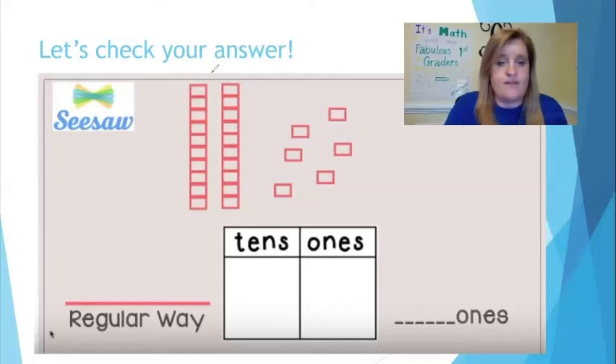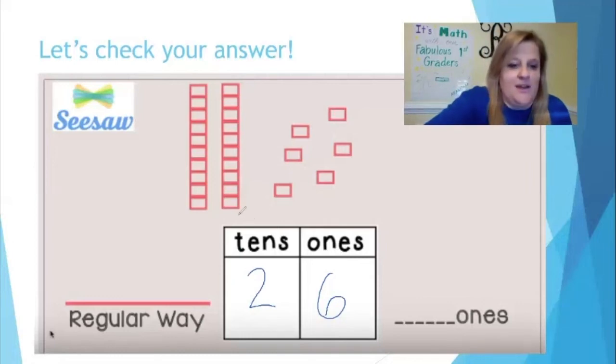All right, welcome back, everyone. We're ready to check our answers. The first thing that we're going to count are our 10 rods. So we have 1 rod of 10, 2 rods. So we're going to write 2. We have 2 tens. Now let's check our ones. We have 1, 2, 3, 4, 5, 6. 6 ones.